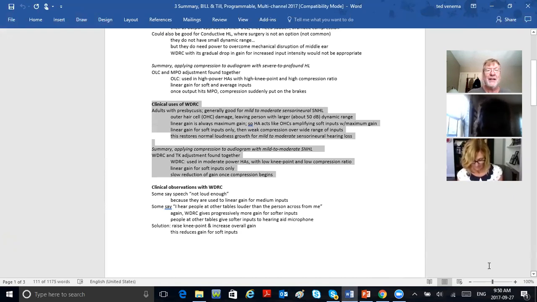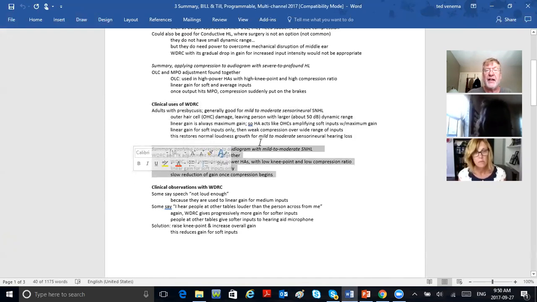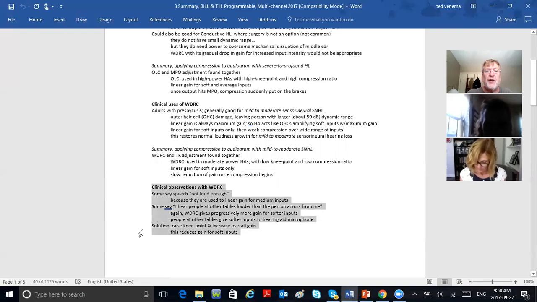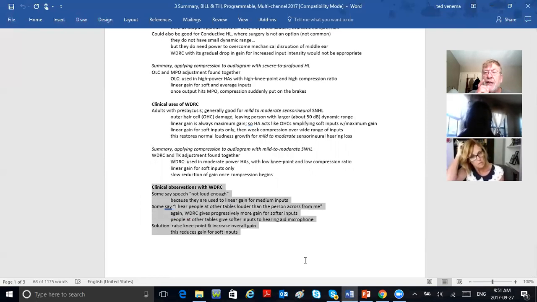Anyway, basically, if you look at the bottom where it's highlighted here, WDRC, its adjustment is a TK control adjustment, moderate power hearing aids, low knee point, low ratio, all of this is repetition. Some people say that with WDRC, speech isn't loud enough. Why would they say that? Read here with me. Because they're used to more linear gain for medium inputs.